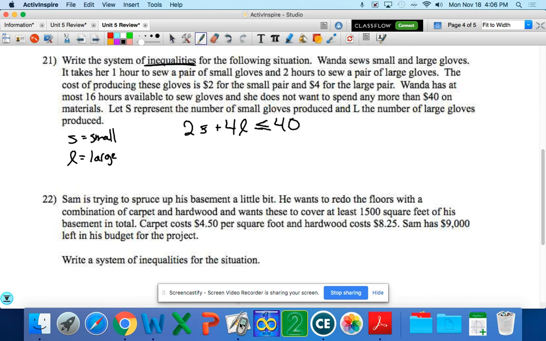So as we were talking about, she needs to spend less than or equal to $40 on materials. Any more than that, and it's more money than she wants to spend. So it's got to be total expenditure less than or equal to 40. Next is just a matter of hours.